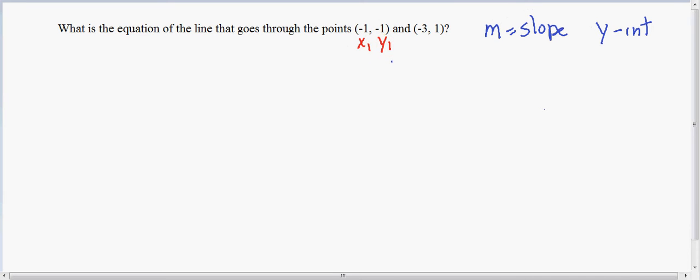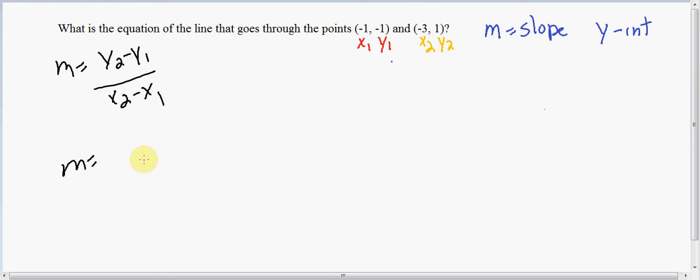I'm going to say x1, y1, and x2, y2. And then I'm going to use my slope formula. So over here I'll write that out. And let's do the work for that. So we'll plug in 1 minus negative 1. Make sure it's minus a negative. The minus in the middle comes from the formula, and then the 1 is a negative 1, so we have to put that. And then we have negative 3 minus negative 1.